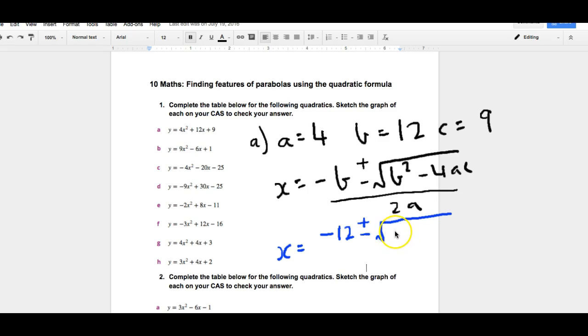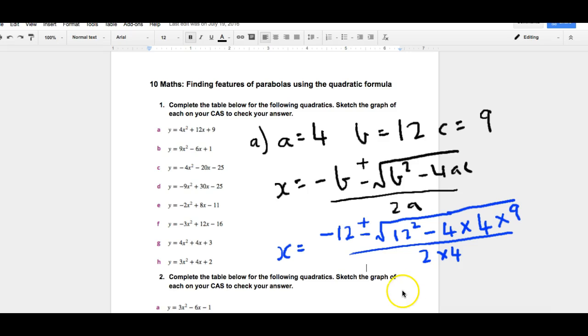All right, B is 12, so we have 12 squared. I don't have any negative numbers here. I know when I was doing the discriminant, I was using brackets, but unless the negatives are in play, you don't have to do that. So 4 times A, which is 4, times C, which is 9. I'm going to run out of room here. Over 2 times A. That should be a bit longer too, isn't it? 2 times 4.